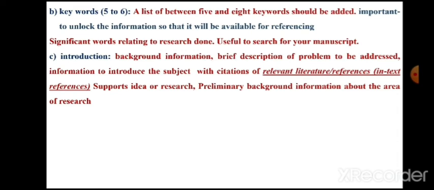Such references are called in-text references. You understand what it is? In-text references means the references which are written here in support of some sentences. These in-text references can be written in the introduction section. They are written in the materials and methodology section. If you are following a particular methodology of other researchers, you need to give a reference. In-text references are given in the discussion section also. So these are the three sections in which in-text references are given: introduction, materials and methods, and discussion. So it supports the idea or research, and the preliminary background information about the area of research. All these things are described in the introduction section of a research paper.